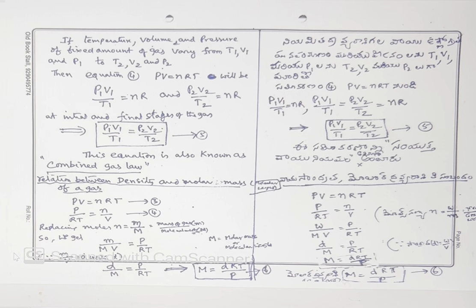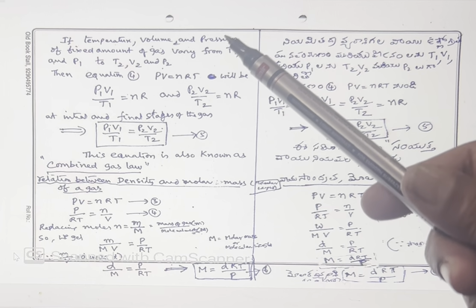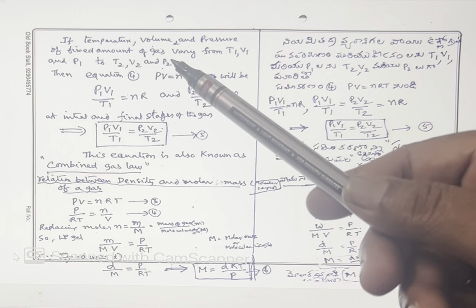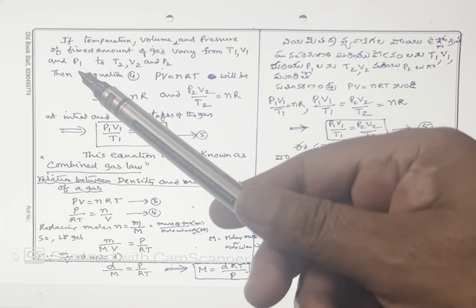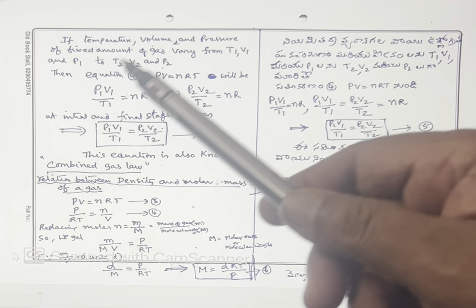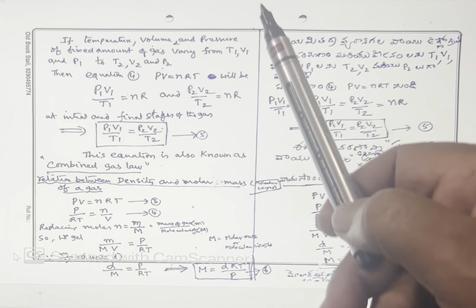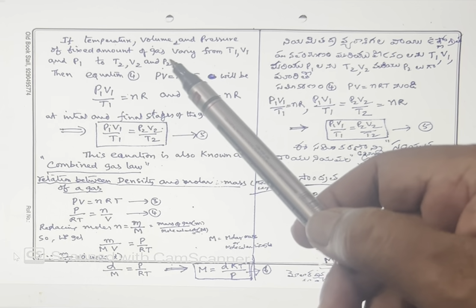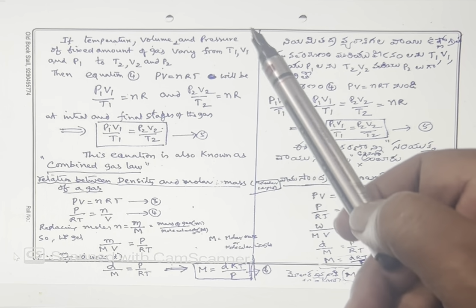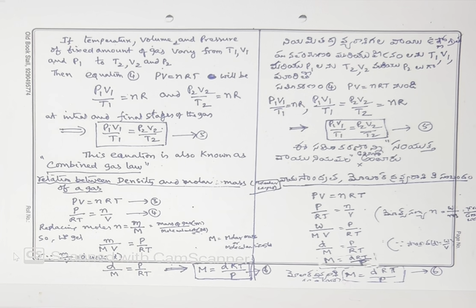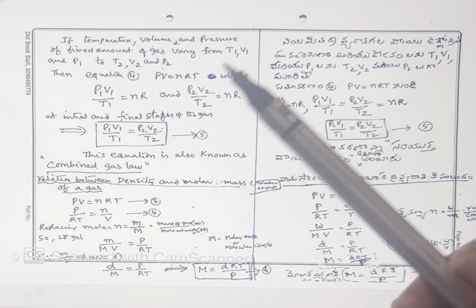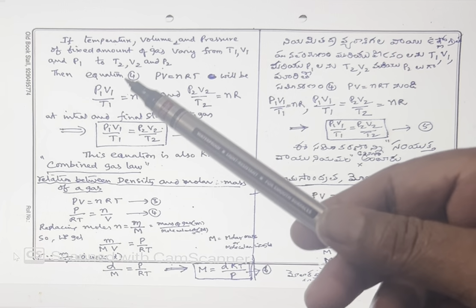Now let us see. If the temperature, volume, pressure and fixed amount of gas vary from T1, V1 and P1 to T2, V2 and P2, that is, at the first stage T1, V1, P1 are the variables for the same gas, and they are changed to T2, V2, P2, then the above equation PV is equal to nRT can be written like this.